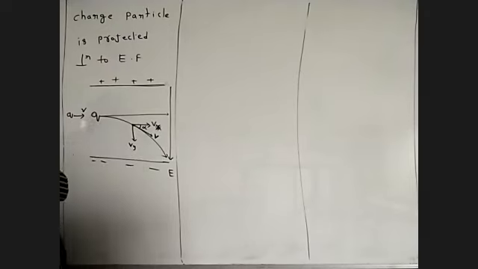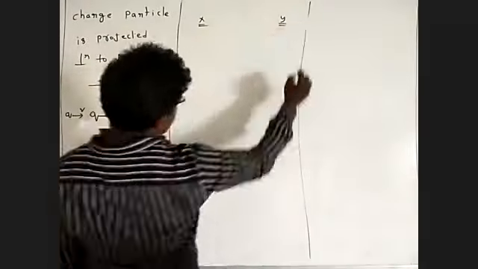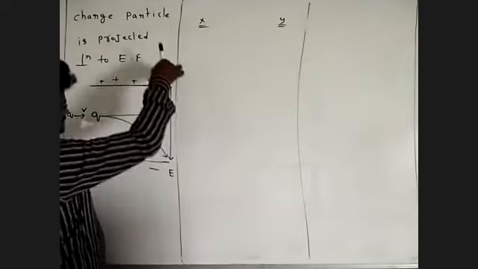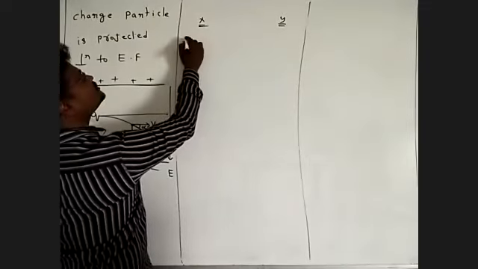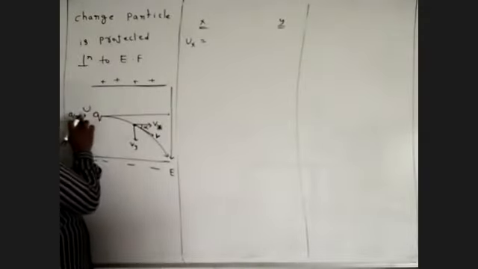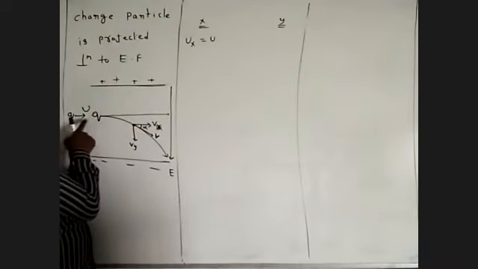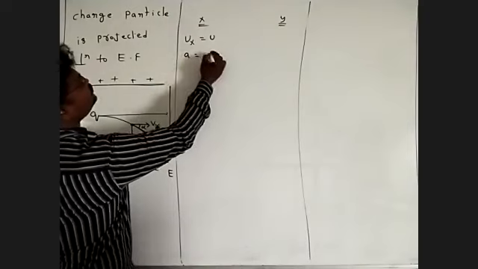Now after time t, this is the position of the charged particle. Now you will see the x direction and y direction. This is the x-axis, this is the y-axis. In the x direction, ux is equal to u. The charge is projected with an initial velocity u, with a uniform velocity. Next, a is equal to 0.